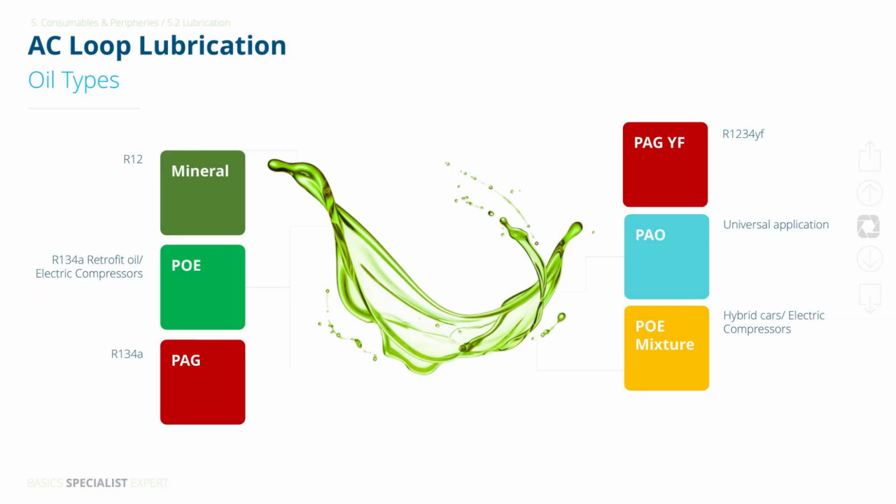AC systems use different oils depending on the refrigerant and compressor type. Mineral oil works with R12, PAG with R134A, and PAG-YF with R1234YF. POE and POE mixtures support electric or hybrid compressors, while PAO offers a universal option.